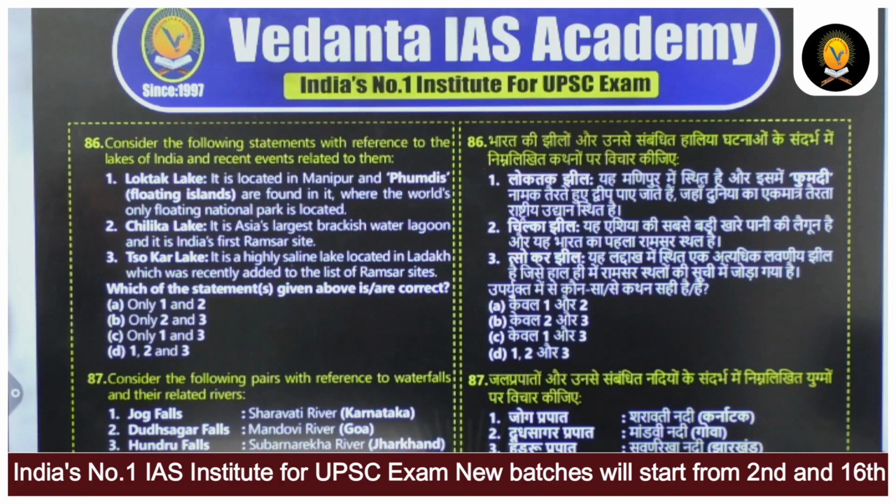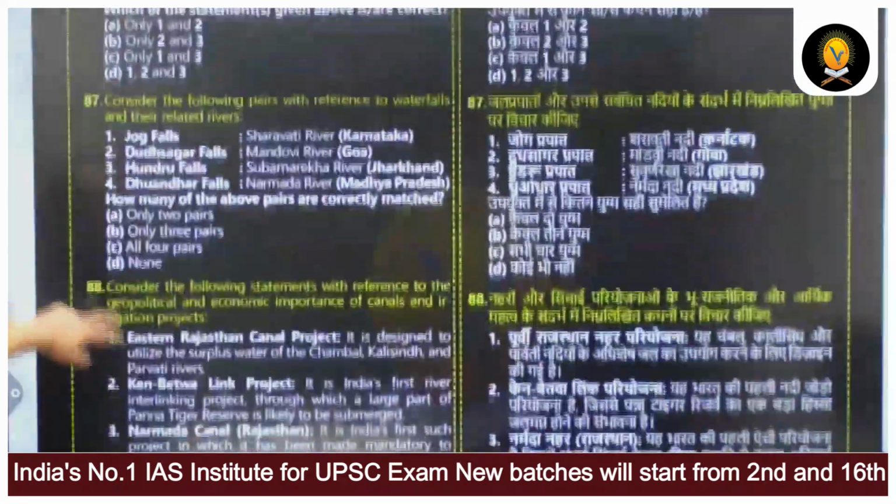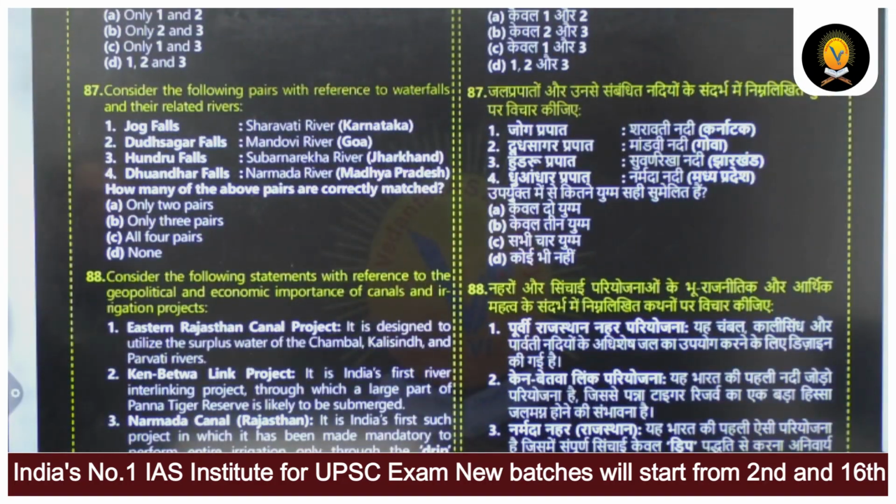Okay. Now, Jog Falls, Sharavati River, correct. Dudhsagar, Mandovi River, Goa. Hundru, Subarnarekha River, Jharkhand, correct. Dhuandhar, Narmada River, correct. So, all 4 pairs are correct. 87, all 4 pairs are correct.